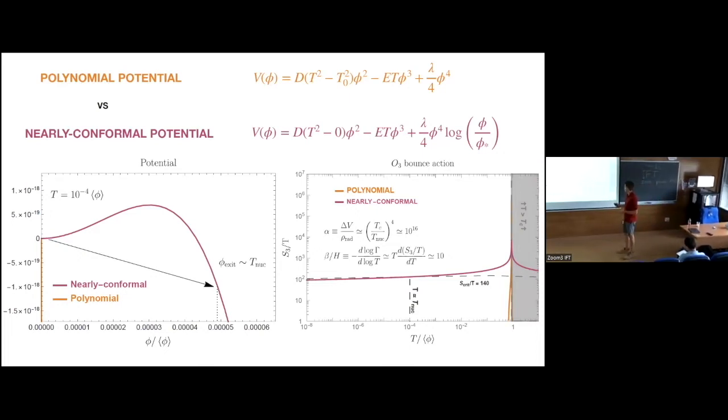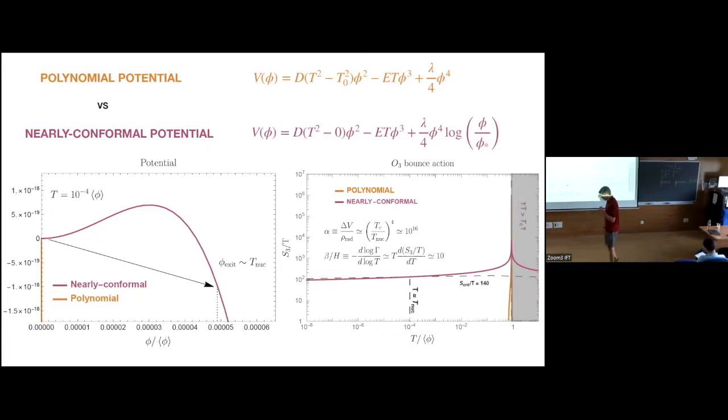Supercooled phase transitions are described by large alpha, so a large latent heat release. This is the delta V, the vacuum energy difference of the phase transition, normalized over the radiation energy density. It is super large, because it is set by the ratio of scales, again, which is large. And there is a small beta average.